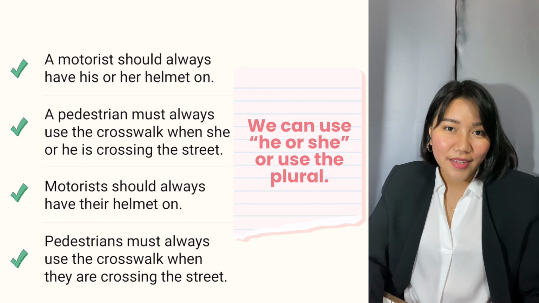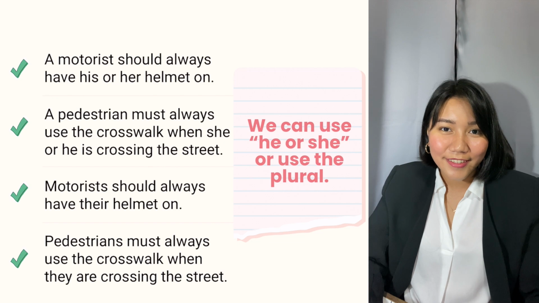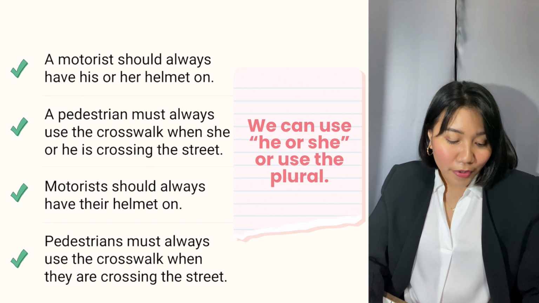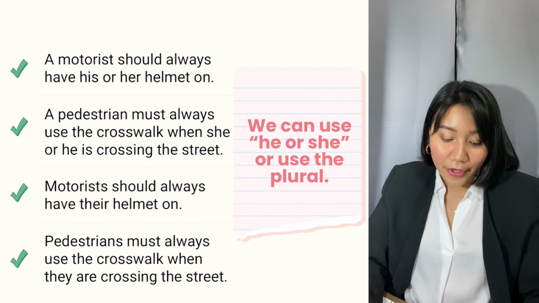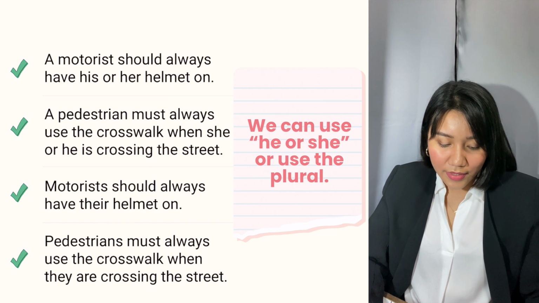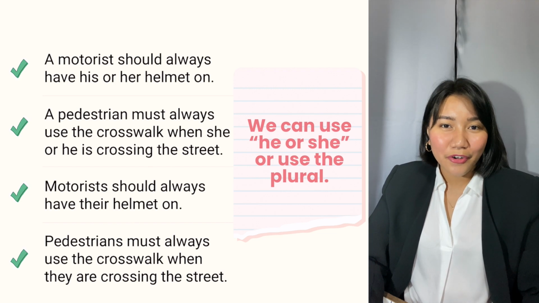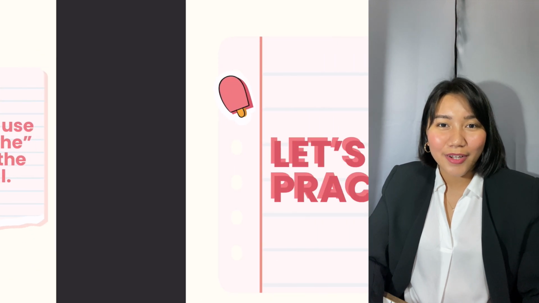Another way to correct these errors is to rephrase the sentence and use the plural. Plural nouns are not gender specific. Motorists should always have their helmet on. Pedestrians must always use the crosswalk when they are crossing the street. Do not forget that your verbs must also agree with your pronoun.